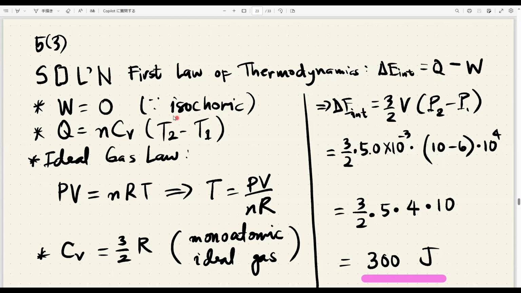The volume is kept constant. We say it's isochoric. So the work here is 0. Now we are left with this Q here. That means that what we're looking for is actually just Q. That's how much heat was actually added to the system. And we can compute this from the given.